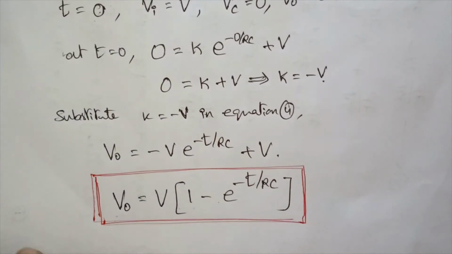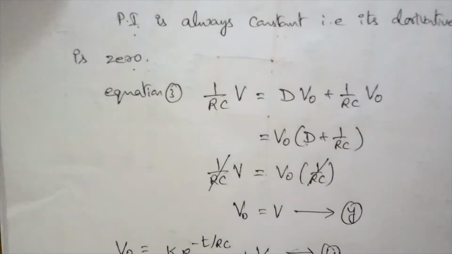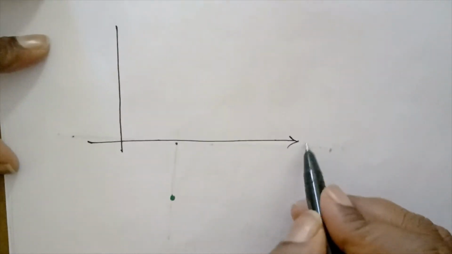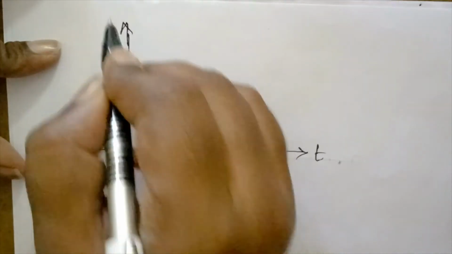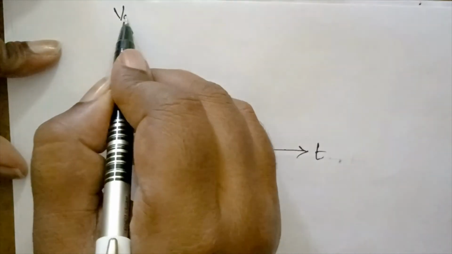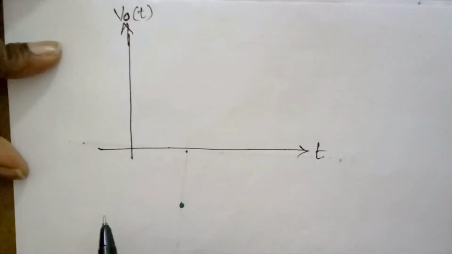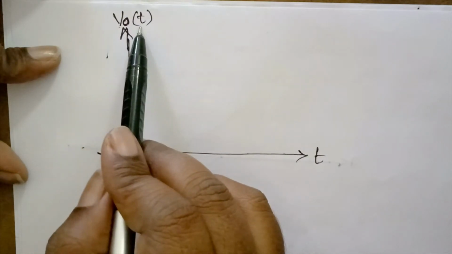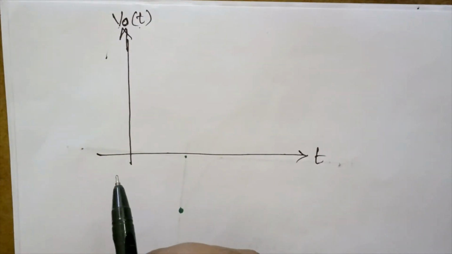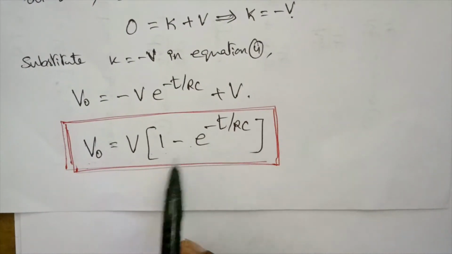Okay, let's start drawing the output response. For that purpose, consider time, the independent variable, on the x-axis and voltage V on the y-axis. This graph I have drawn is for the output voltage, that's why I mentioned V naught. If you want, you can mention V naught of t, that is good. So V naught is a function of t. Now, what is the expression we are getting? V naught is equal to V into 1 minus e power minus t by RC.